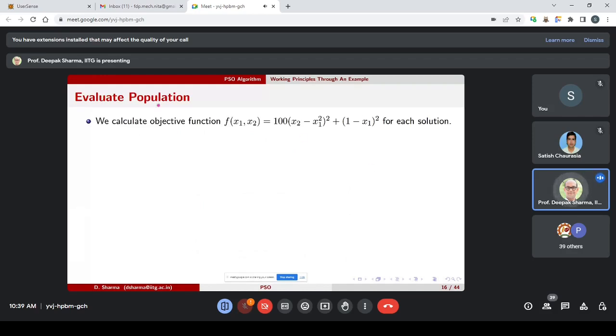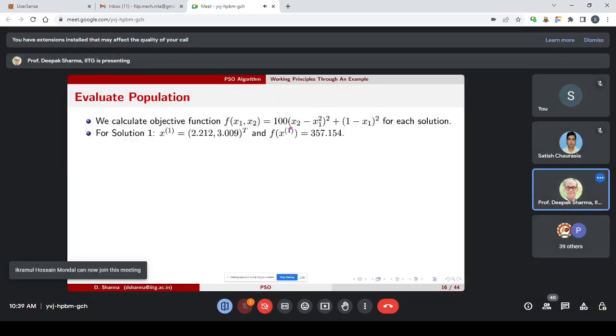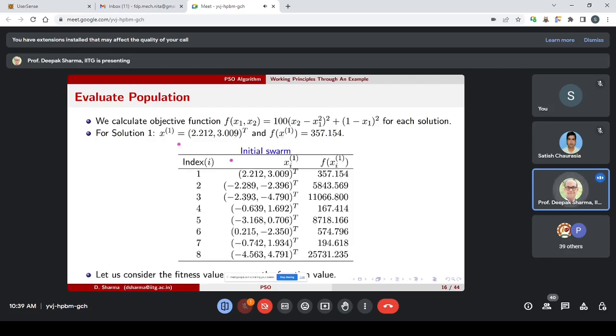The second step, as per our flowchart or algorithmic evaluation, is the population evaluation. So we calculate this objective function as this equation was given earlier. Let us take solution 1, or particle 1, and this is the value of x1 and x2. Putting into this, we get the value as 357.154. If I do the same thing for all the particles, so we have 8 particles, in the last column of the table you can see the fitness or the objective function of all the particles. Here, we are considering the fitness value the same as the function value because we don't have any constraint. So the same value I can use. For the third column, now I'm going to refer to it as the fitness of the particle.